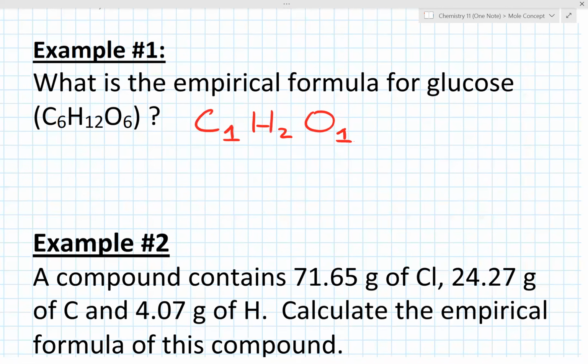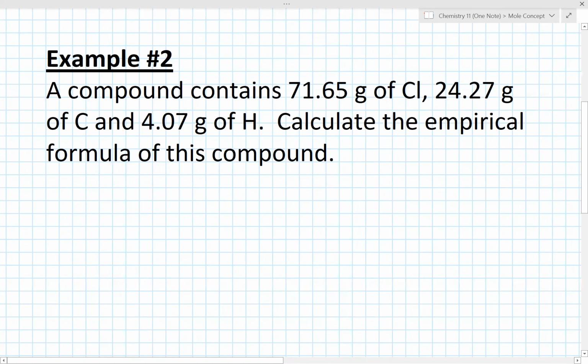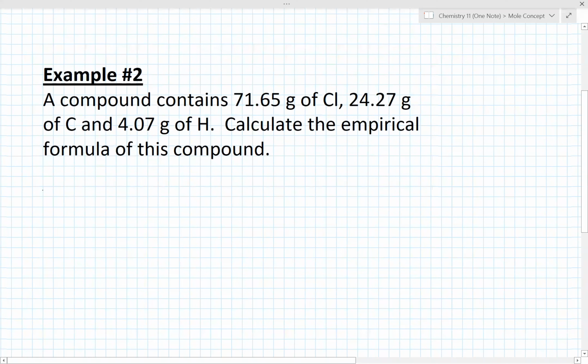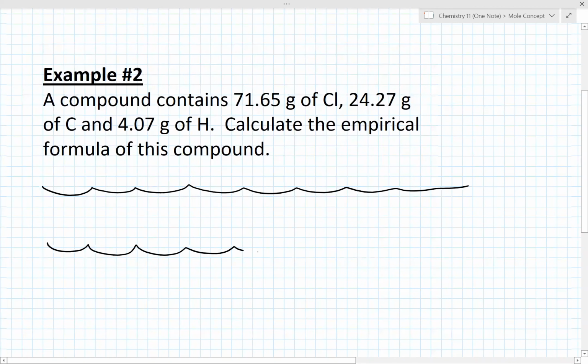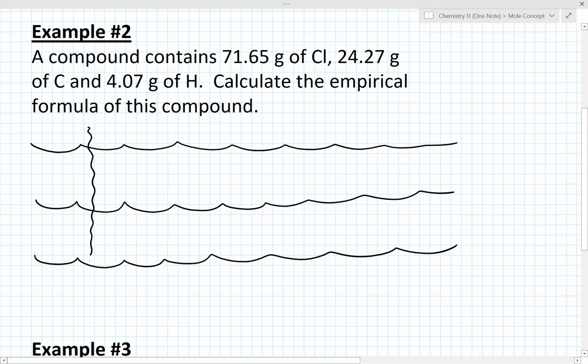Now, here's one where we might need to use the 4 steps. A compound contains 71.65 grams of chlorine, 24.27 grams of carbon, and 4.07 grams of hydrogen. Calculate the empirical formula of this compound. What I'm going to do is make it into a little bit of a table. I'll draw a table here and fill it in.